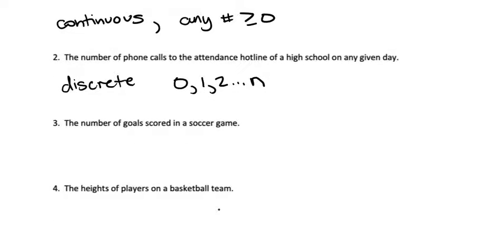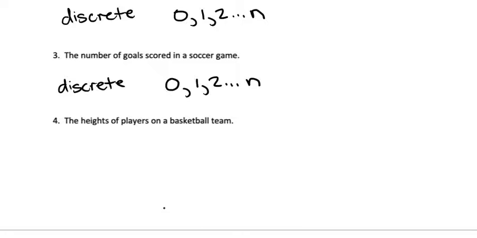Number 3 is similar, number of goals scored in a soccer game. You can't have half a goal. It has to be a whole number, so this is discrete. And the possible values, again, you could have 0 goals scored in a game. Maybe it just ends in a tie. It could be 1 goal. It could be 2 goals. Any number of goals. And number 4 is the heights of players on a basketball team.